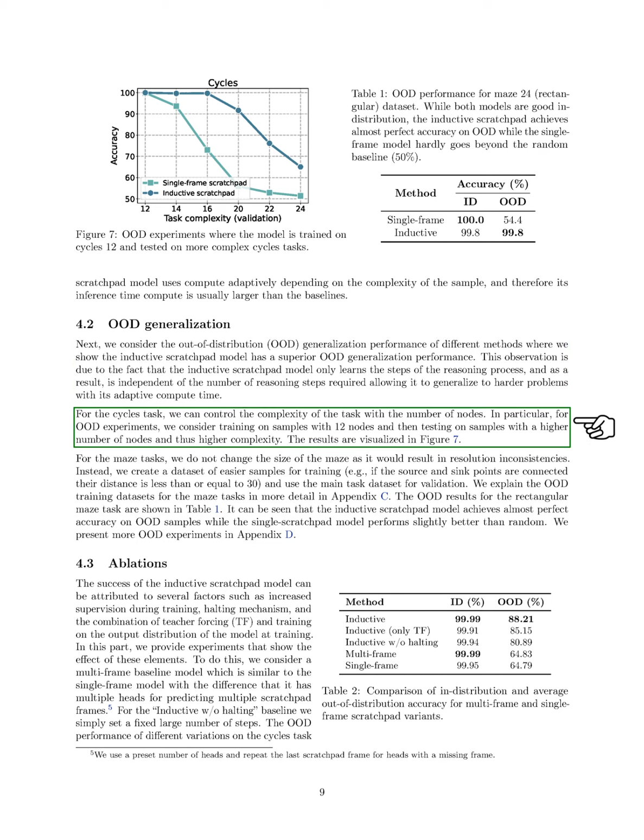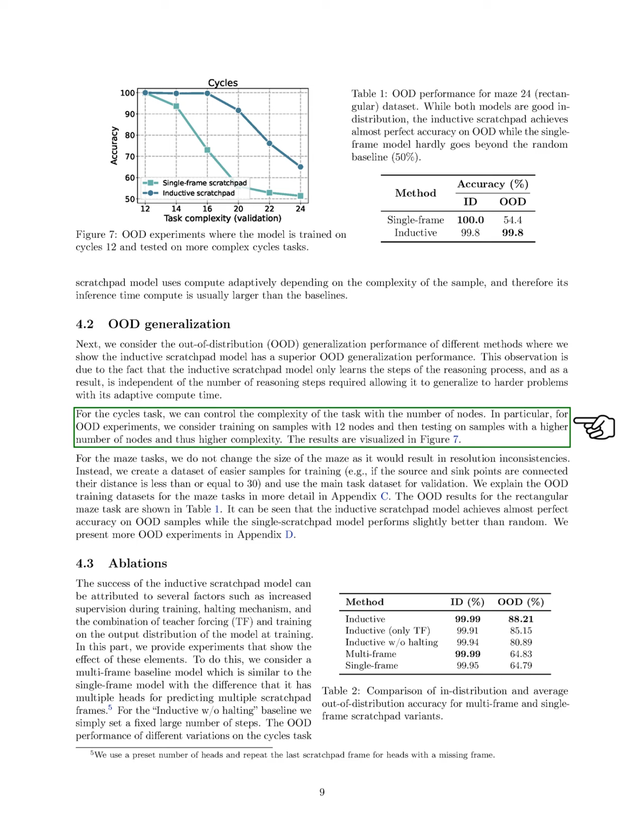For the cycles task, we manipulate task complexity by varying the number of nodes. Specifically, we train on samples with 12 nodes and test on samples with a greater number of nodes, increasing complexity. We visualize these results in a figure.